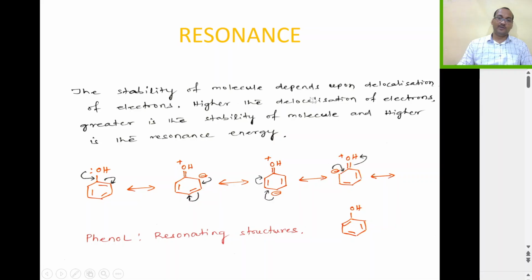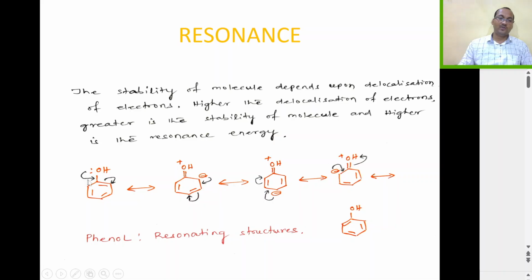The stability of the molecule depends upon the delocalization of electrons. So higher stability means there should be resonance. The higher the delocalization of electrons, the greater is the stability of the molecule, and hence the higher is the resonance energy. For example, these are the resonating structures for phenol.